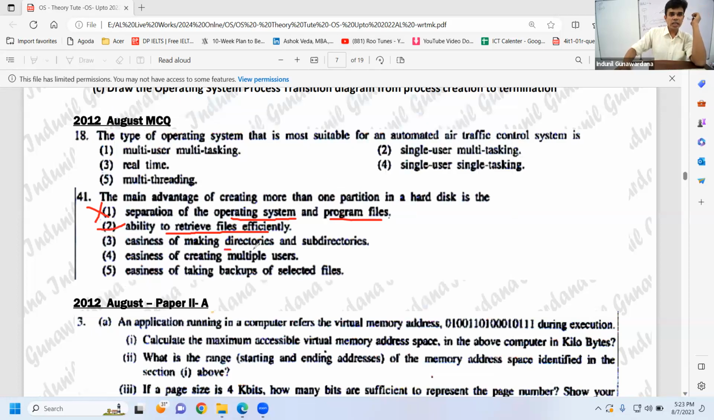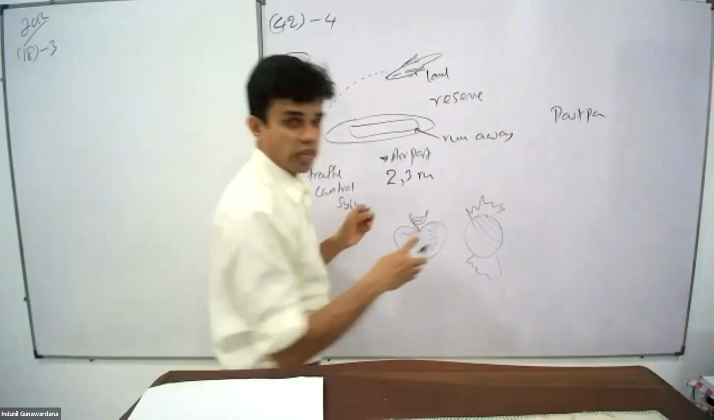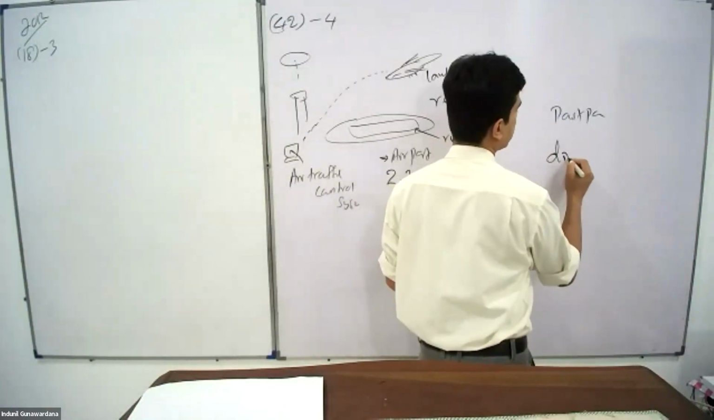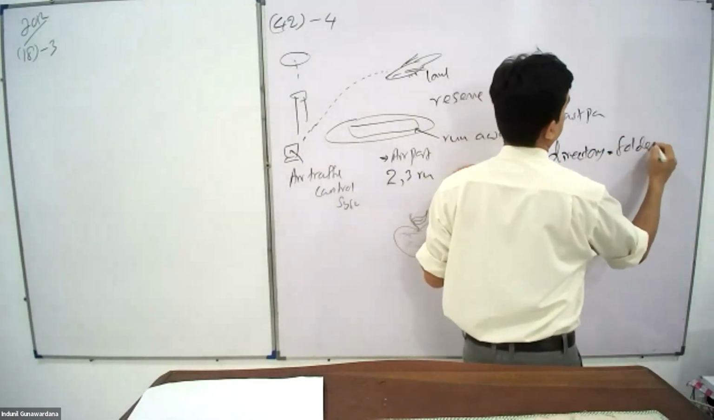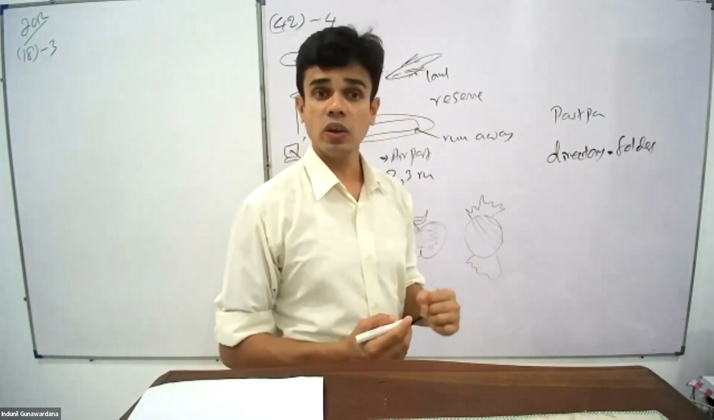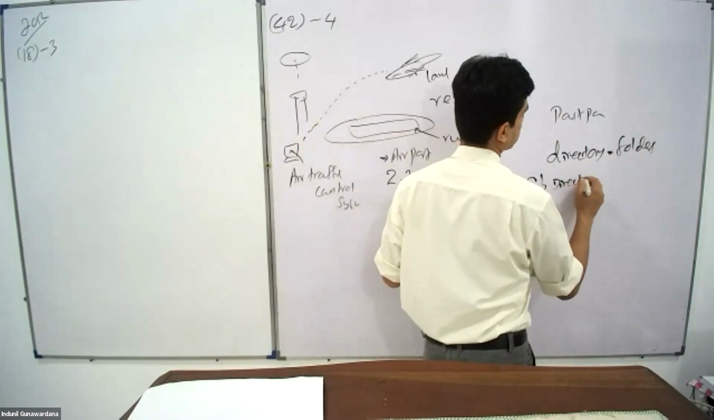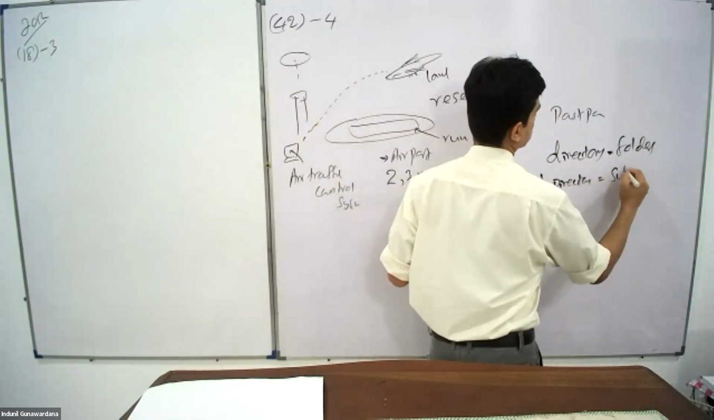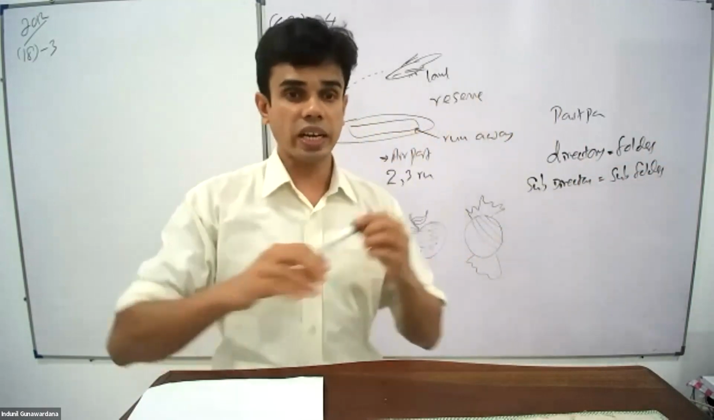Easiness of making directories and subdirectories. What is this word directory? These are technical words. If you don't know these words, you should look them up. Directory means folders. The word directory says folder. Subdirectories are subfolders. That's what the directory idea is.